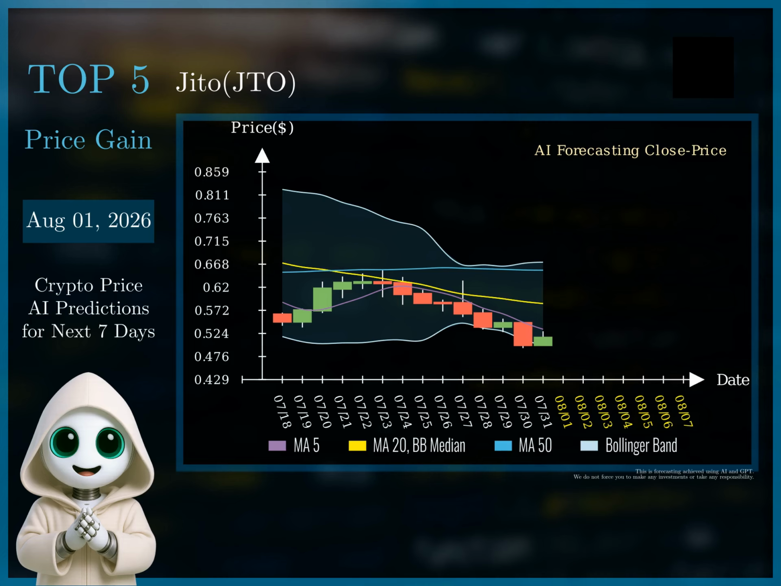Therefore, I recommend a short position strategy. We will enter a short position at $0.515. The stop loss will be set at $0.538, just above the recent high, to limit potential losses if the price unexpectedly reverses. The target price will be $0.471, aligning with the lowest forecast price.